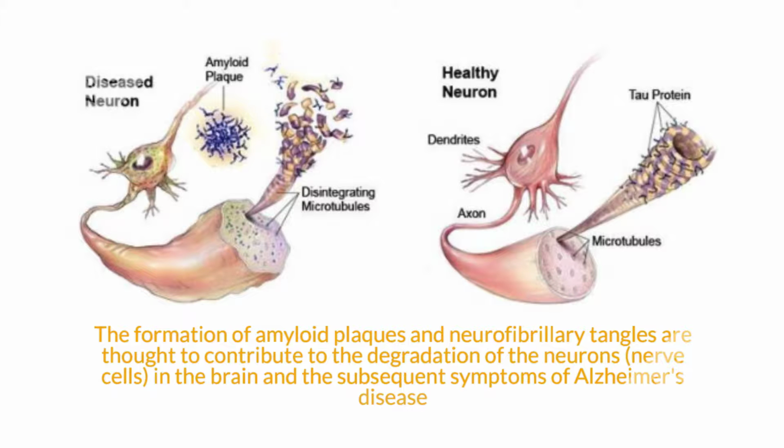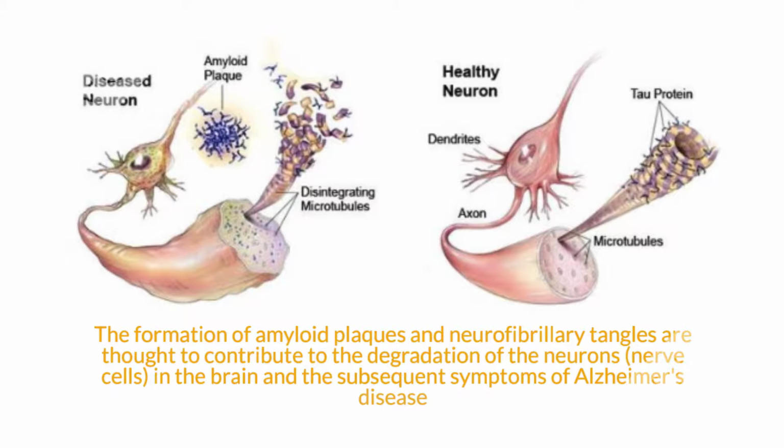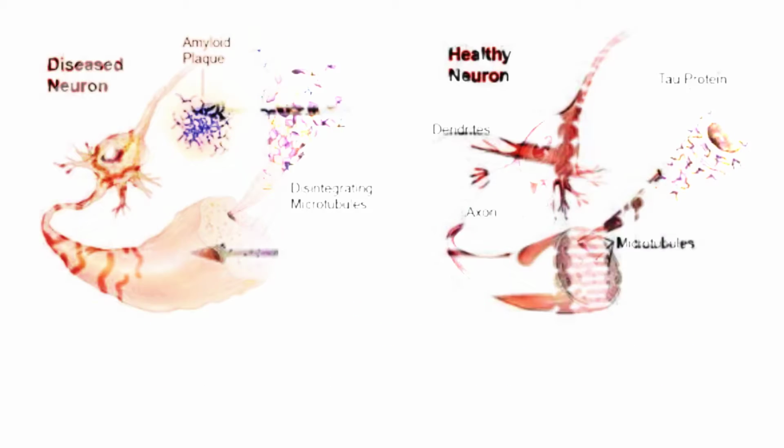Neurofibrillary tangles are insoluble twisted fibers found inside the brain cells. These tangles consist primarily of proteins called tau. They help produce the microtubules. In Alzheimer's disease, however, the tau protein is abnormal and the microtubule structure collapses, causing degeneration.